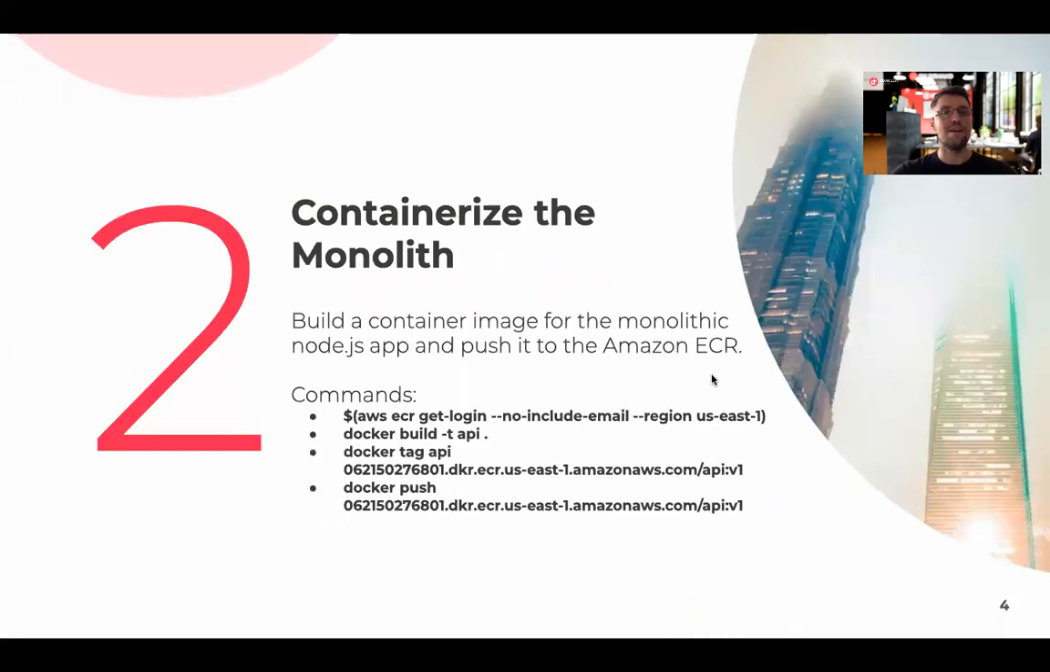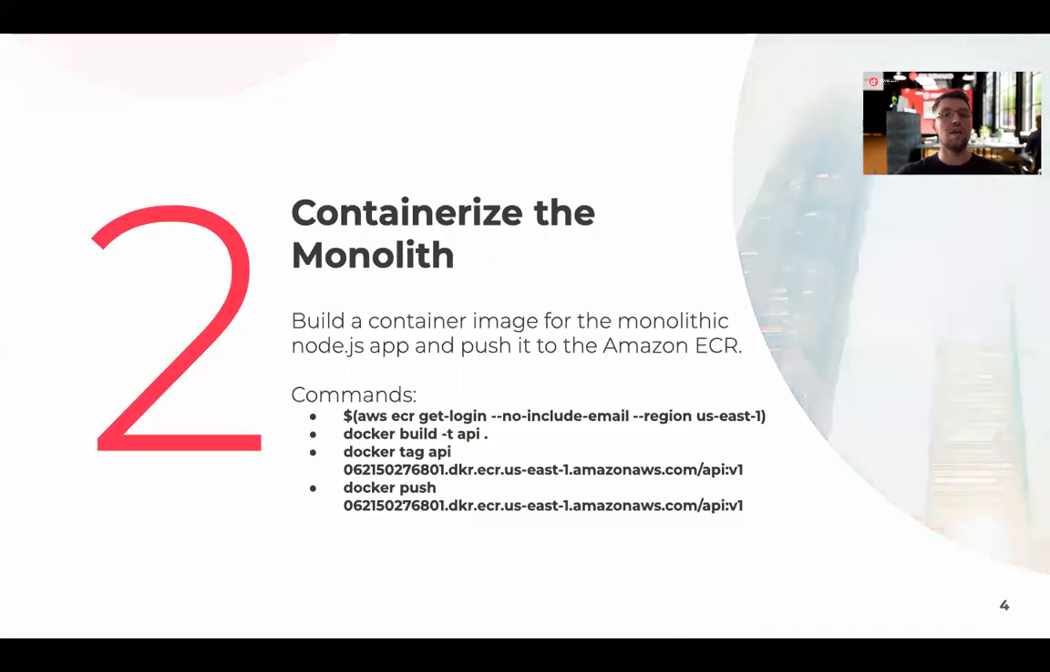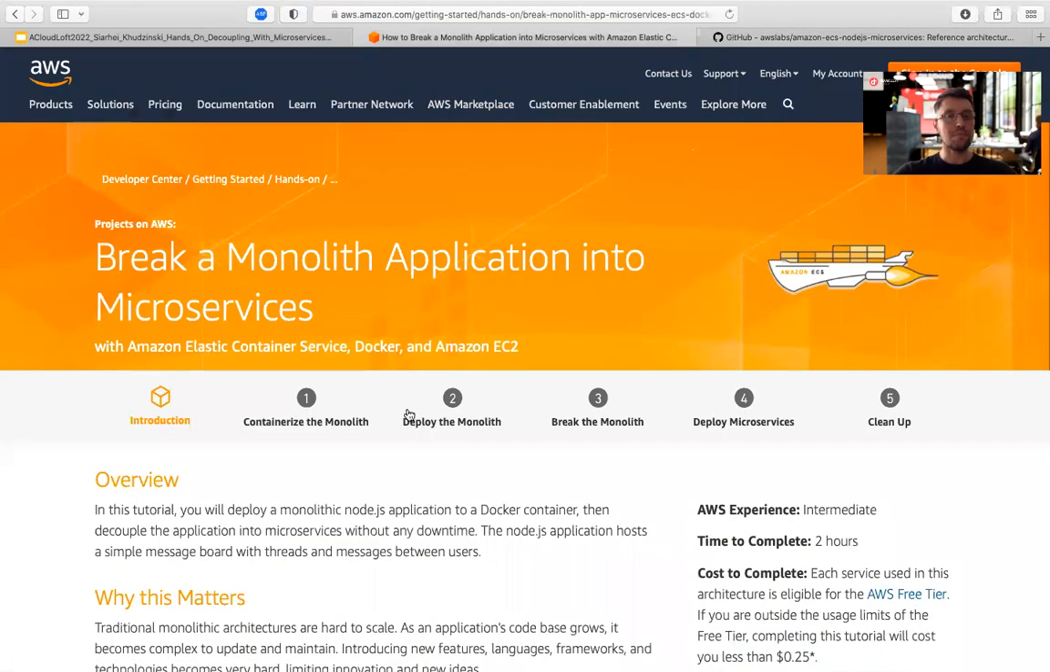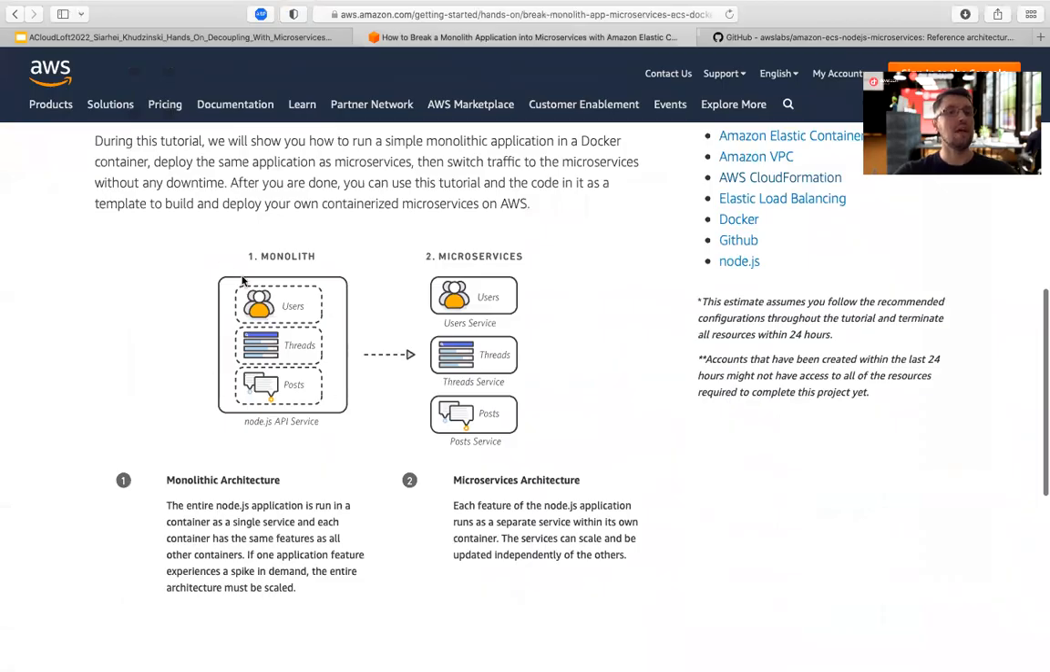So, we're going to containerize the monolith application. For this, we need to build a container image and push it into Amazon Elastic Container Registry. But first of all, let's have a look at the application architecture. On the left-hand side, you can see the monolith. This is one container we're going to build, and one API service with 3 features, which are called users, threads, and posts. And we're going to split it after that into 3 containers, into 3 services: user, threads, and post service.